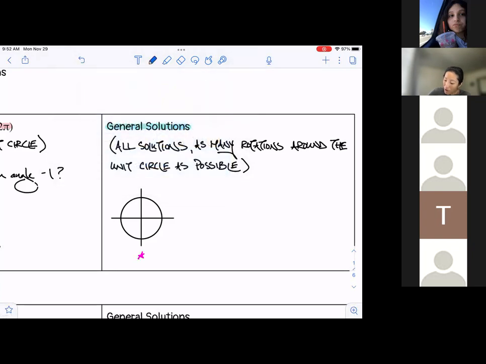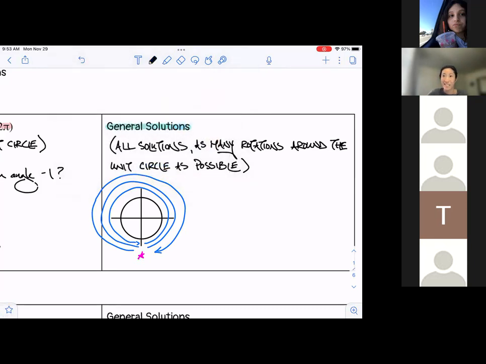But I could also get to this by going an extra time around the unit circle, right? If I went one more time around the unit circle, I would be adding another rotation, okay? I could actually go two times around the unit circle and get back to the same spot. Or I could go in the negative direction as many times as I want and get back to the same spot, right? And so when we say general solutions, we mean we want to account for every single time that we go around that unit circle, all right?